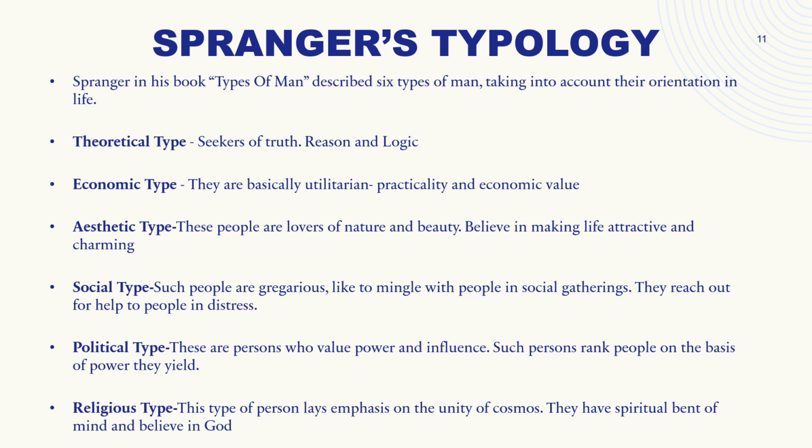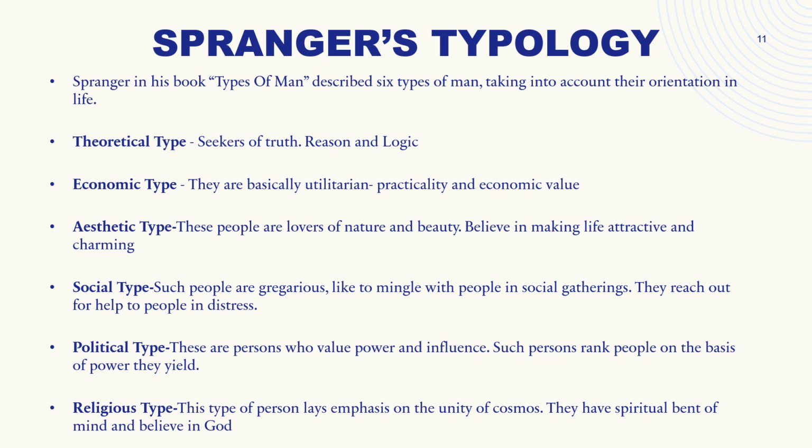Then aesthetic type. These people are lovers of nature and beauty. They believed in making life attractive and charming. Then coming to social type. Social type people are gregarious who like to mingle with people. They reach out to people in distress to help them, or they won't shy away from taking help themselves.